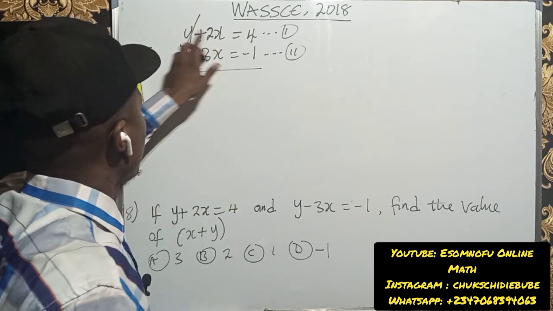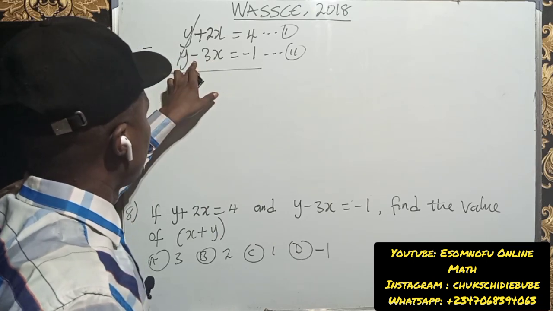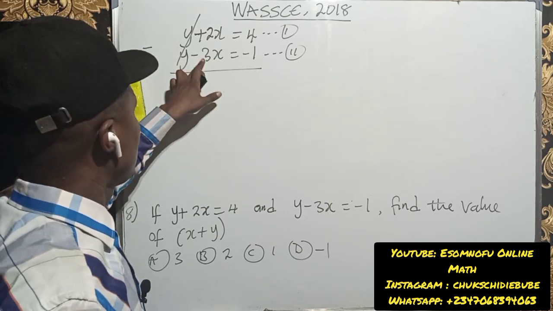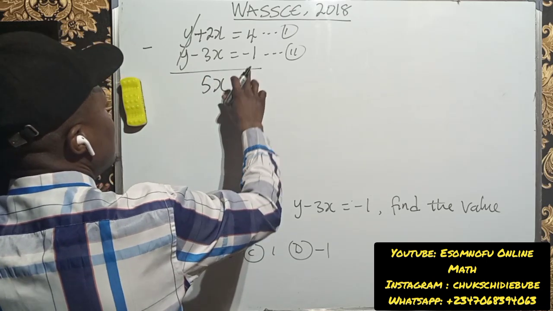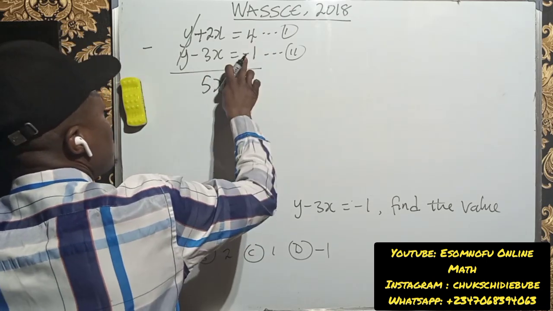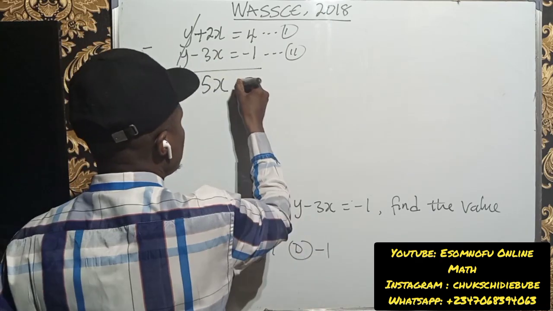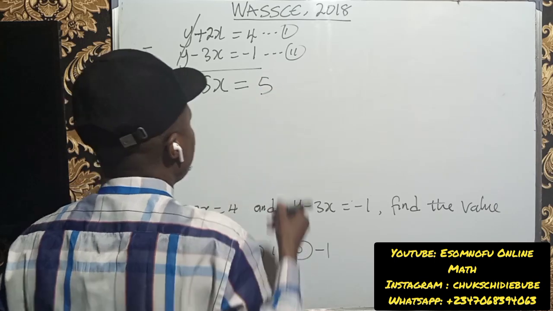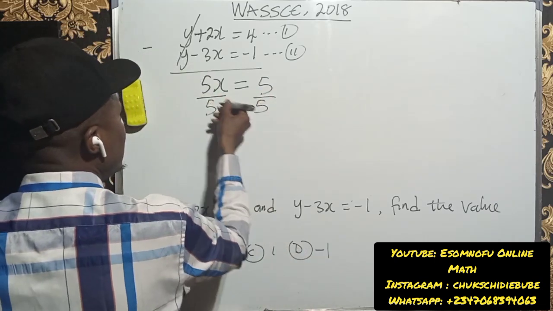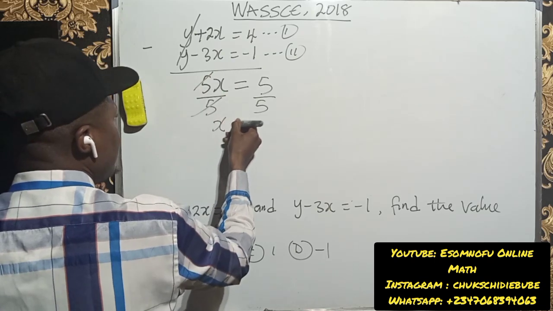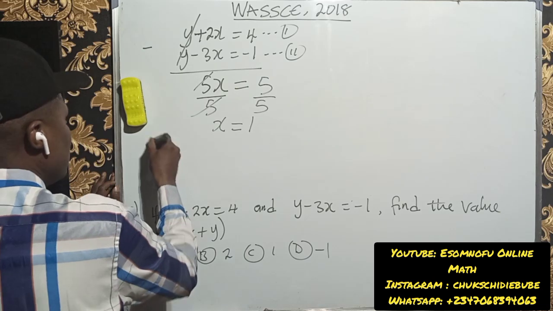We now have 2x minus minus 3x, and the minus is double here. So this is the same thing as saying 2x plus 3x, which is 5x. Also, 4 minus minus 1 implies 4 plus 1. Minus minus is plus, and this will give us 5. To get the value of x, I will divide both sides by 5. This cancels out, and 5 divided by 5 will give us 1. So x is 1. Let us get y.